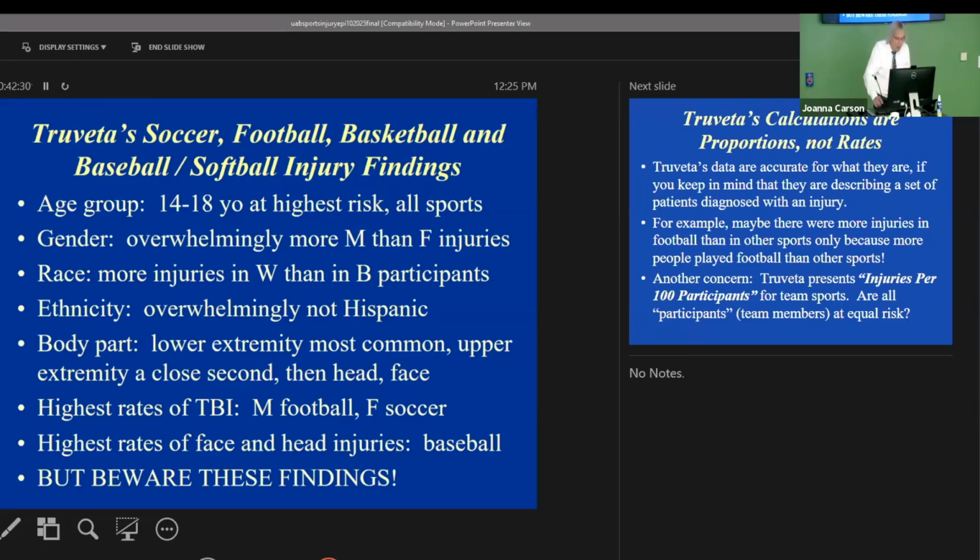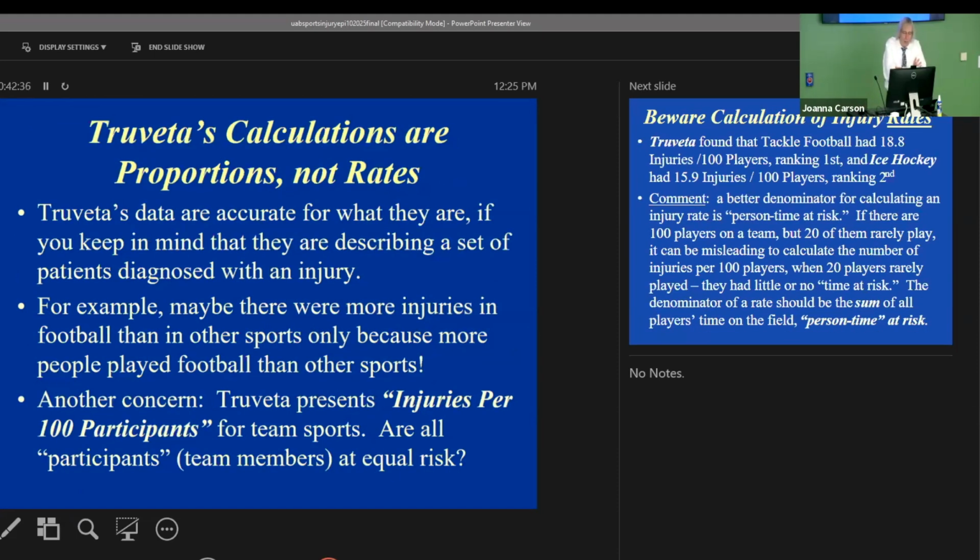Okay. Beware these findings. They're proportions, not rates. So in epidemiology, a rate has a denominator, like an incidence rate or mortality rate, of person time at risk. Proportions is what the Truveta, that was like a company, what they published. That is, they got the ICD-10 data on injury, and they said so many of this kind of injury, so many of that kind of injury, so many males, so many females. That's fine, but that's proportions. That is the sum of the, you might say, numerators. What you would want to do, if you knew it, is rates.